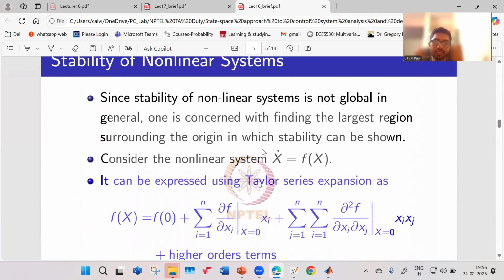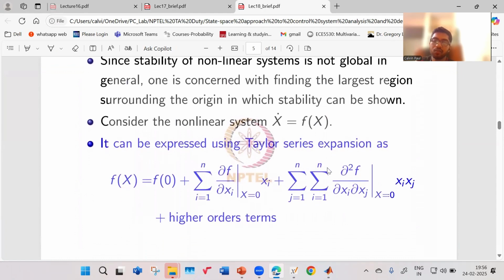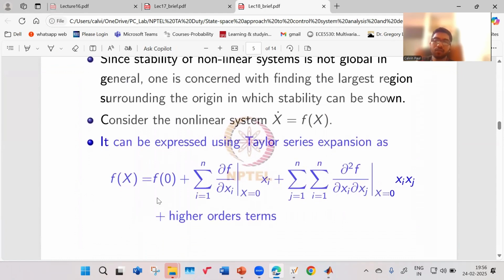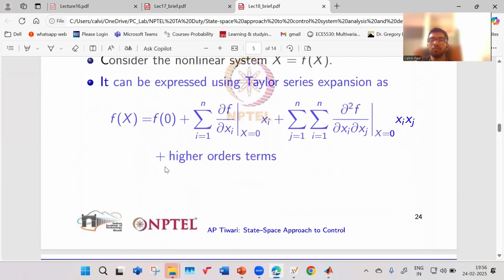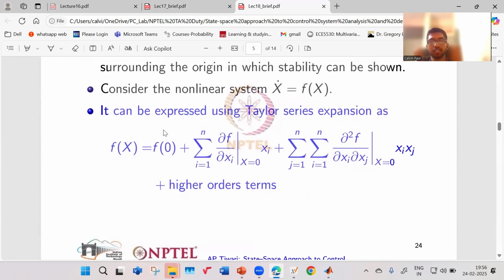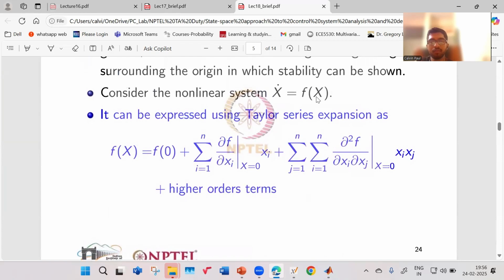Okay, so there's a nonlinear system x dot is equal to f of x, and then we do the Taylor series expansion of it. In the Taylor series expansion, we are replacing f of x by f of 0, plus the first order terms, then the second order terms, and then the higher order terms. What happens is this f of 0 is 0, because we consider that 0 is the equilibrium point, so at the equilibrium point, the derivative is 0. So f of 0 is 0.